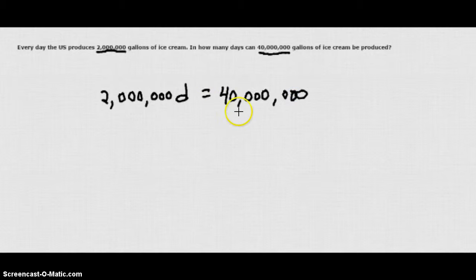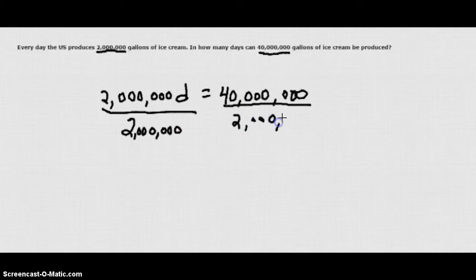That many days is going to give us the number it will take to produce that many gallons of ice cream. So if we solve, we divide each side by 2 million. And we end up with the number of days being 20, because all these zeros cancel out. What we're left with is 40 divided by 2, or 20 days.